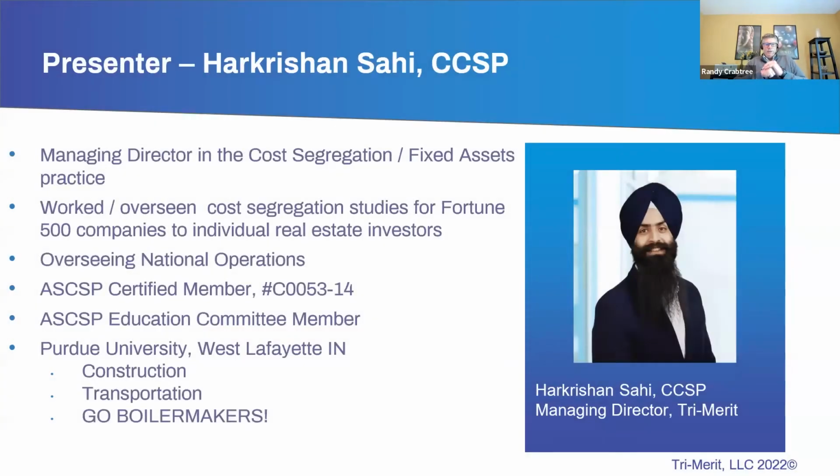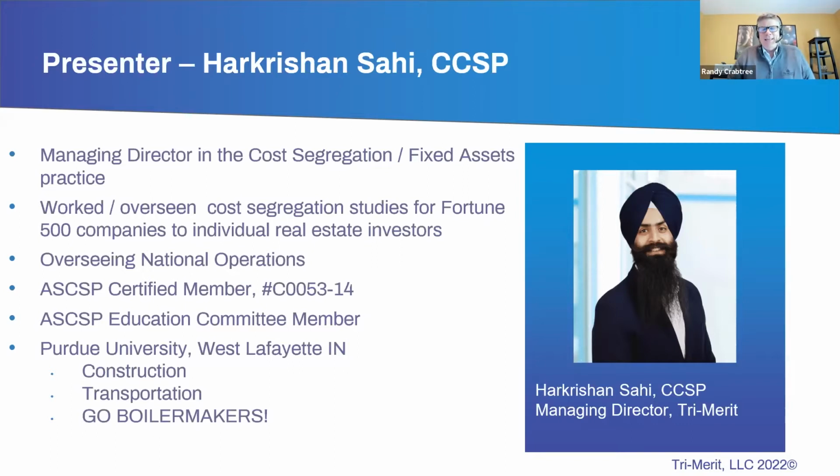Again, here's the star of the show. Harry will be talking about cost seg. He is our director of cost seg. He has worked on many studies for many different businesses of all different sizes. You can see his certification information. He is a Boilermaker, a Purdue grad. Is that the 2 degrees, construction and transportation, Harry? It's an emphasis. I have a second degree, but it's in entrepreneurship and innovation. Obviously he had to promote Go Boilermakers there.